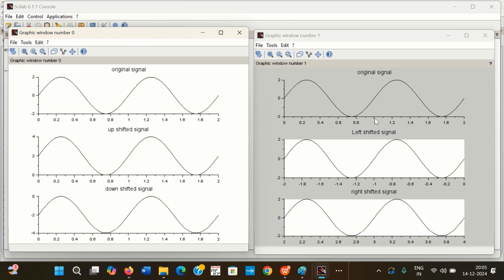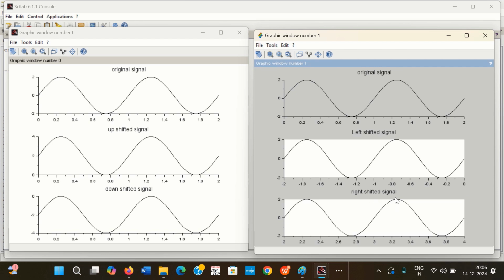Next, on the right hand side window, we will see the time shifting operation. Again the original signal is there, and then there is a left shifted signal. Since it is a time shifting operation, you can observe that the amplitude axis is the same, from -2 to 2, but now the time has been shifted to -2. In the original signal, the signal was starting from 0 and extending up to 2, but in the left shifted signal, it is starting from -2 and extends up to 0. So it clearly indicates that the signal was shifted by an amount of 2 to the left side.